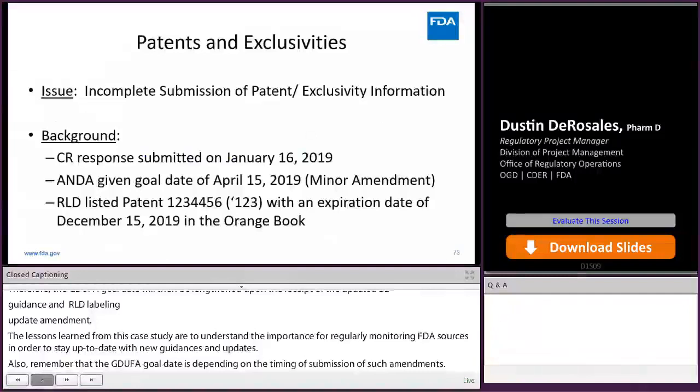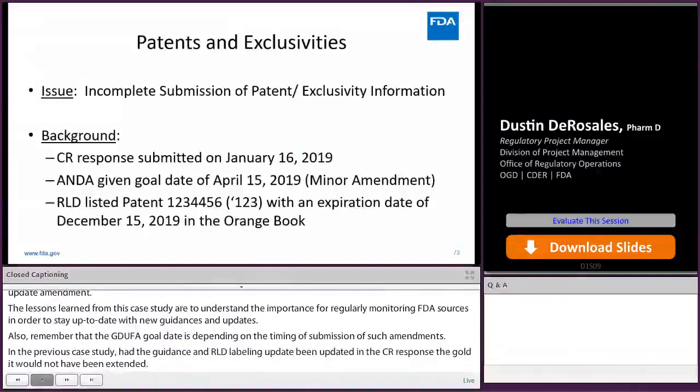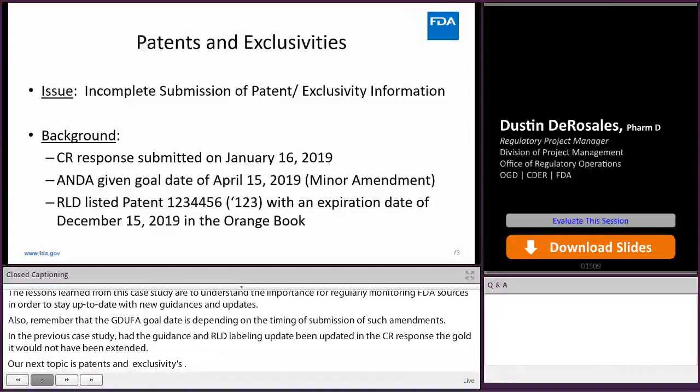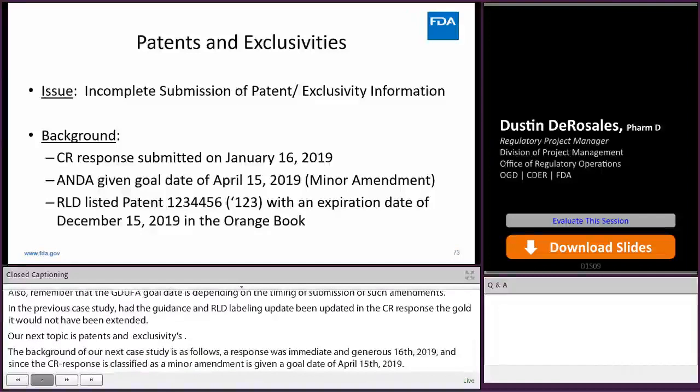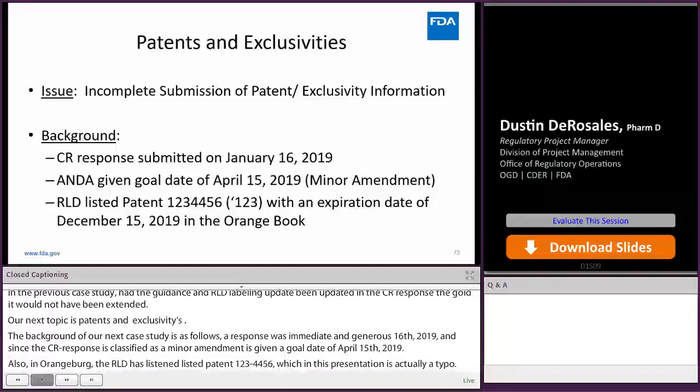Our next topic is patents and exclusivities. The background of our next case study is as follows. A CR response was submitted on January 16, 2019, and since the CR response is classified as a minor amendment, it is given a goal date of April 15, 2019. Also, in Orange Book, the RLD has listed patent number 1234456, which in this presentation is actually a typo. Instead of apostrophe 123, it should be apostrophe 456, and it has an expiration date of December 15, 2019.